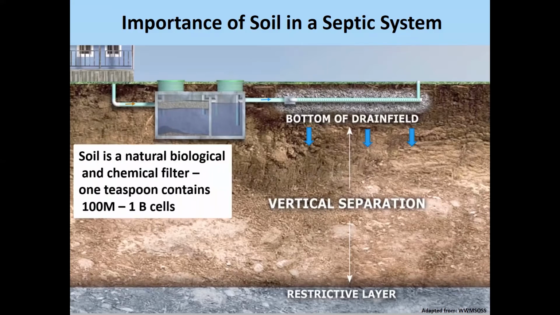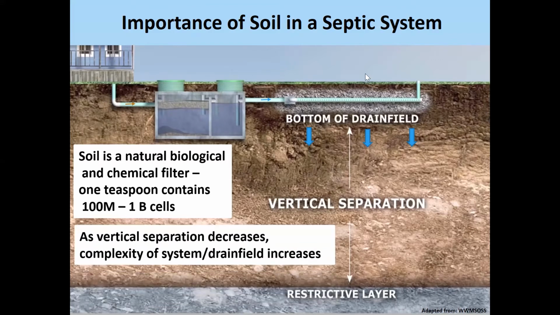It has a tremendous amount of natural bacteria, and that bacteria helps to break down the organics, outcompete, and actually kill off the pathogenic bacteria in wastewater. And what's important is to have a certain amount of soil from the bottom of the drain field to either the water table or some sort of restrictive layer. Many states require about 4 feet of soil or vertical separation to be adequate.